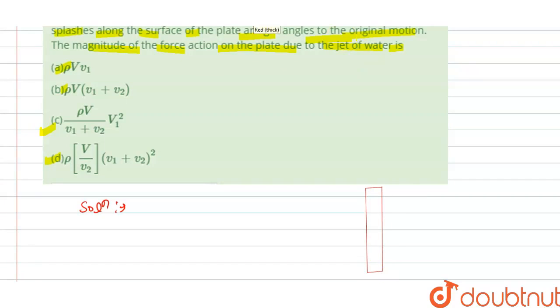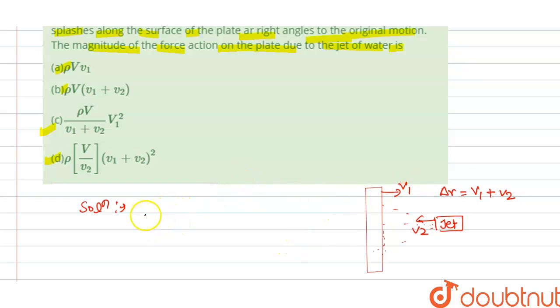So this is our plate here, and somewhere here our jet of water, and it is making a right angle with the plate. So this type of jet is forming here, and we have the velocity v1 horizontally from the plate, and from this we have v2 here. So we can say that delta v is equal to this. They are in opposite direction, so they will be added, and this is our delta v here.